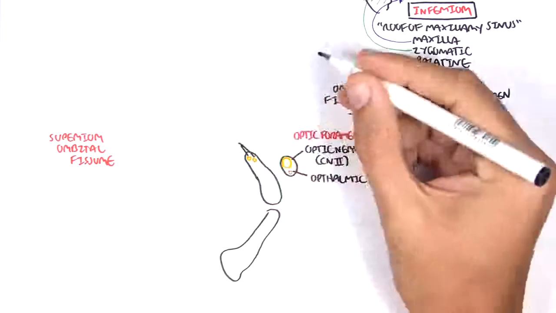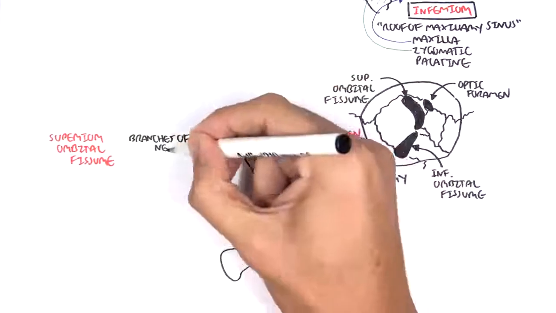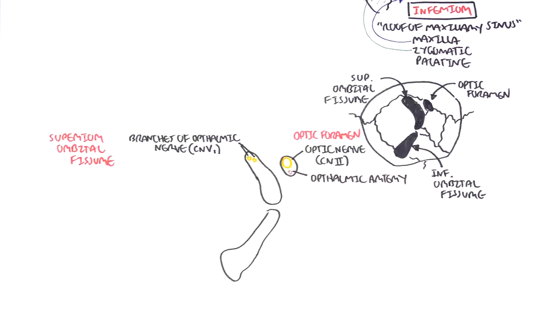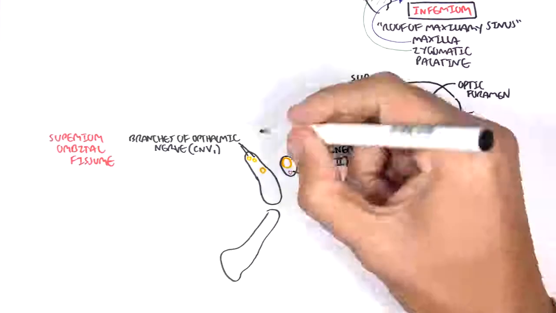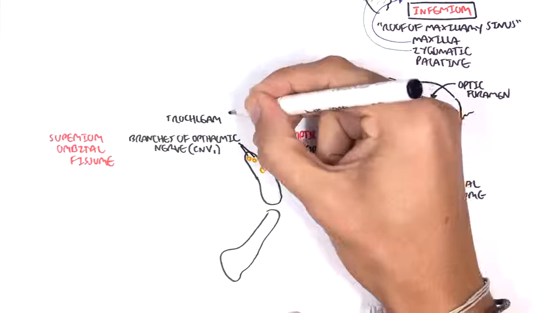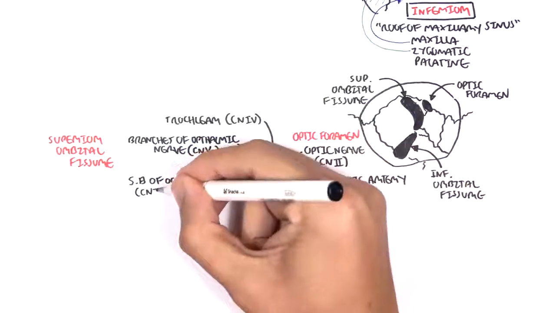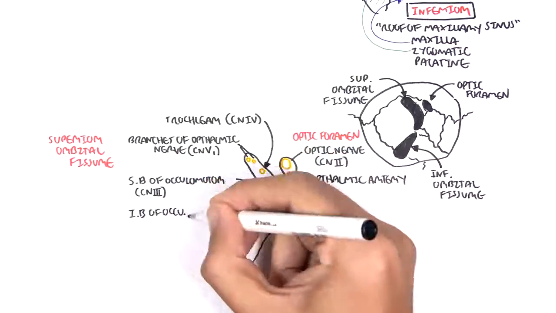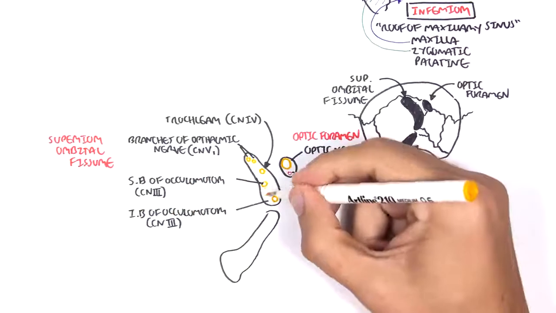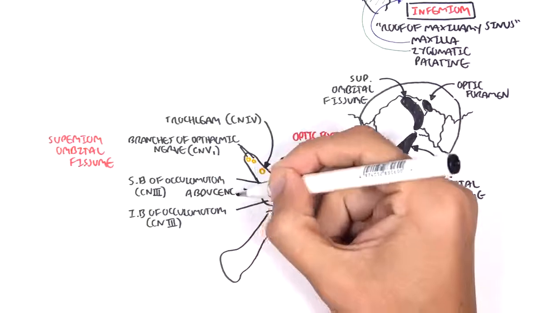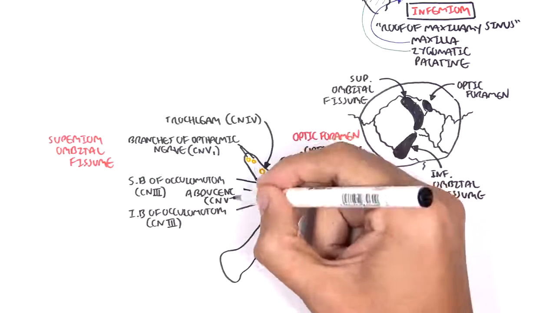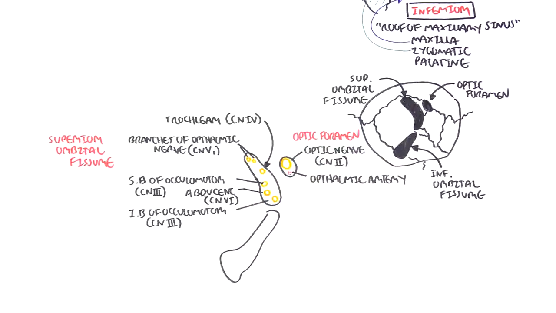There are branches of the ophthalmic nerve, which is a branch of cranial nerve 5, the V1 branch. You also have the trochlear nerve, which is cranial nerve number 4. There is also the superior branch of the oculomotor nerve, cranial nerve 3. There is also the inferior branch of the oculomotor nerve, cranial nerve number 3. Then you also find the abducens nerve, cranial nerve number 6. These nerves are very important because they pass through the superior orbital fissure and they innervate the muscles responsible for moving your eyeball. Then you have an important vein called the superior ophthalmic vein.